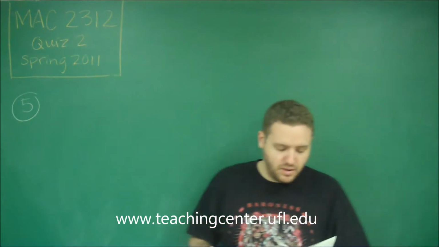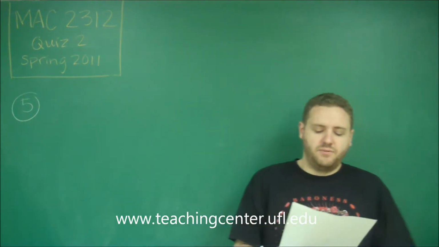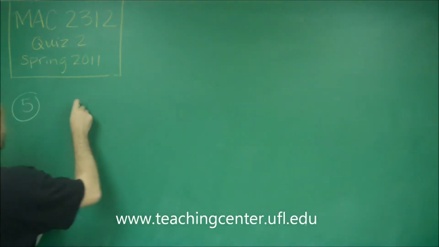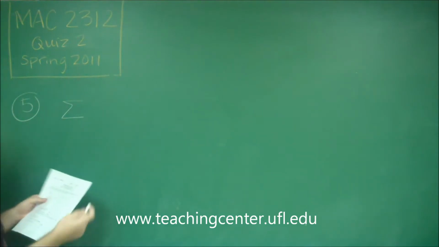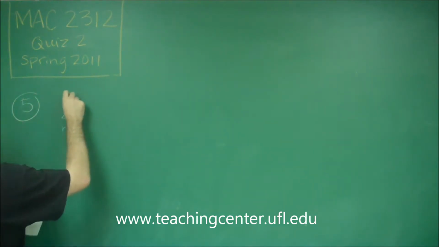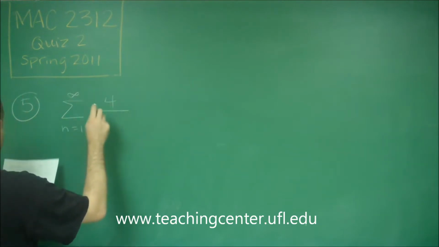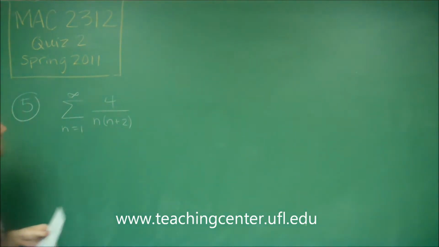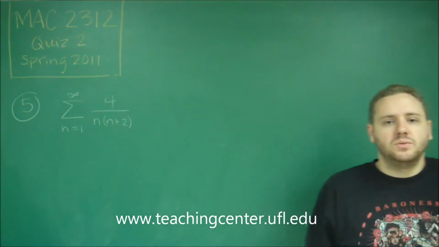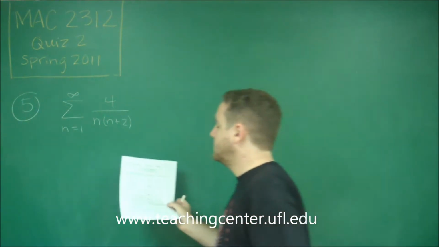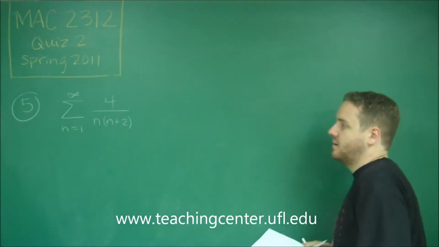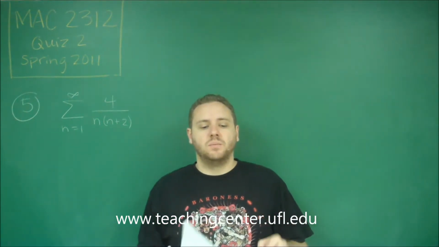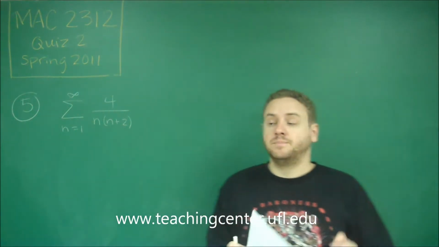Alright, for number 5 of the bonus problem, we're given a series and we need to find a formula for the nth partial sum. This problem is relatively difficult, or at least it is to be able to tell what you need to do. So we have our sum of 4 over n times n plus 2. What we need to do here is figure out how to get a representation for the nth partial sum. So remember, the nth partial sum represents the sum of all the terms up to that n.